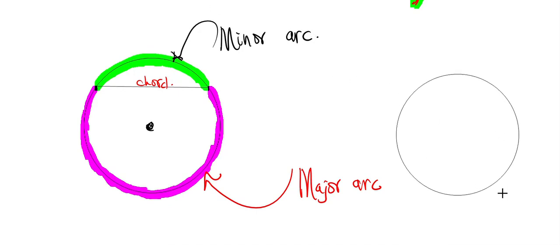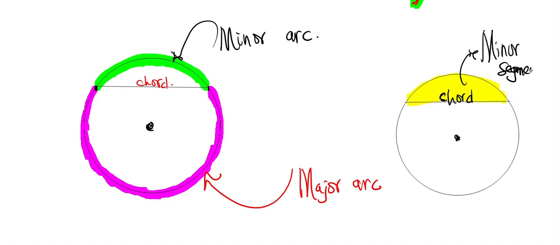Now, another effect of a chord. Let's say this is a chord. Here's the center of the circle. The chord can also divide the circle into two parts. The part here will consist of the arc and the chord. The smaller part is called the minor segment. So the chord divides the circle into two segments.